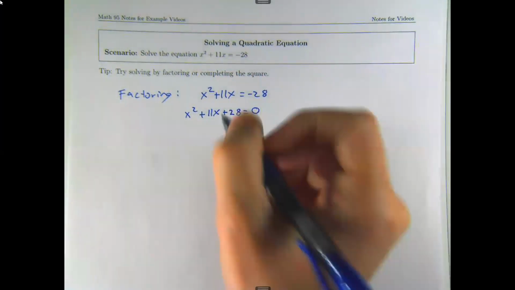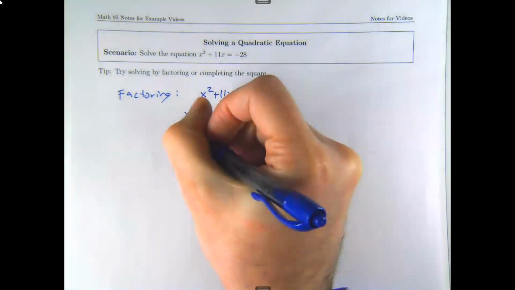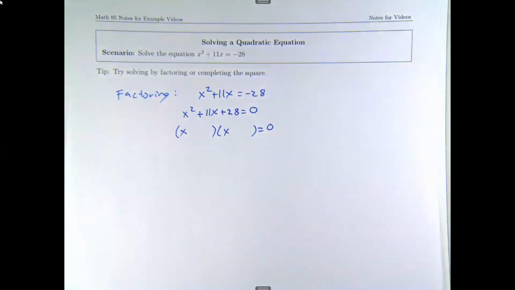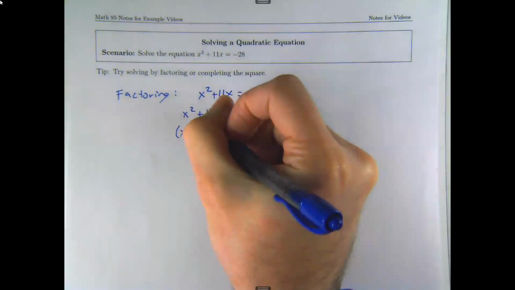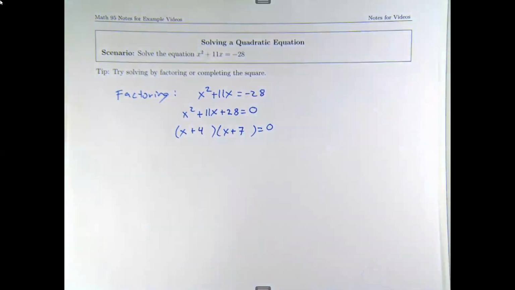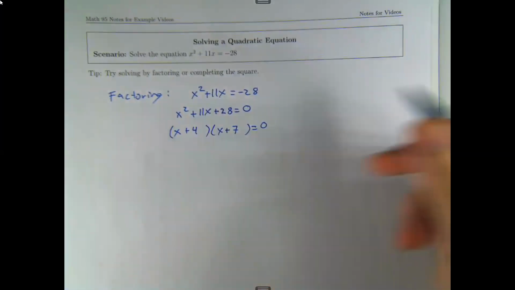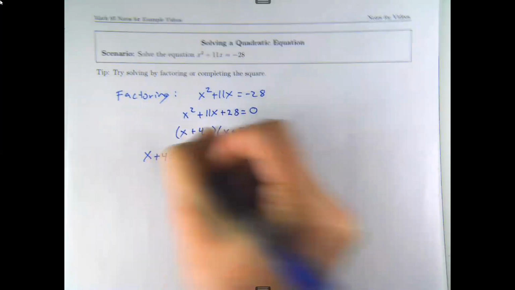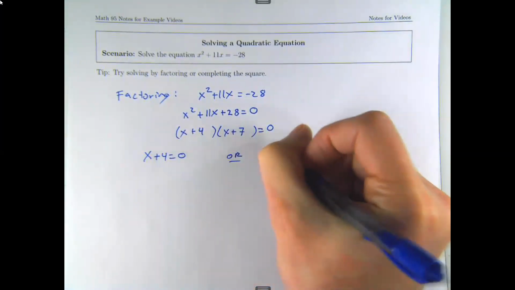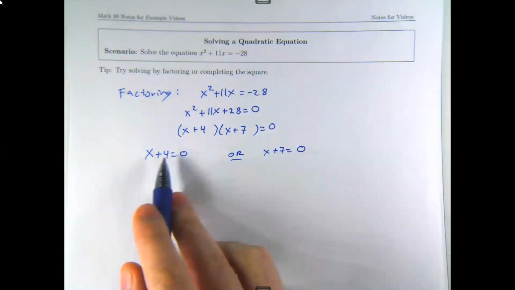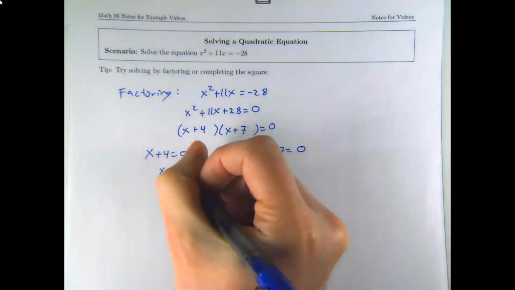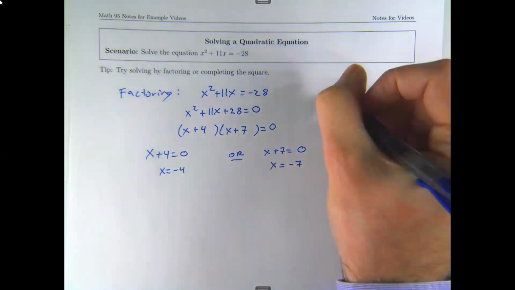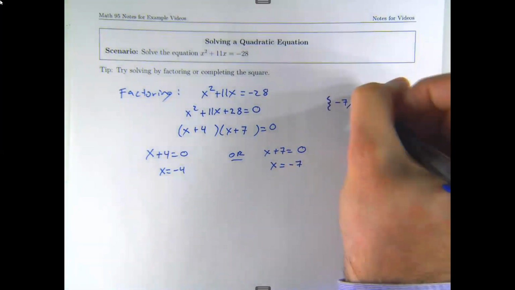Great. I want to factor this, so I'm looking for two numbers that multiply to give me 28, but add to give me 11. So I've got 4 and 7. Now, from here, I want to set each of these pieces equal to 0. So I've got x plus 4 equals 0, or I've got x plus 7 equals 0. I'm going to subtract that 4 over. That gives me x equals negative 4. I'm going to subtract that 7 over. That gives me x equals negative 7. I have answers of negative 7 and negative 4.